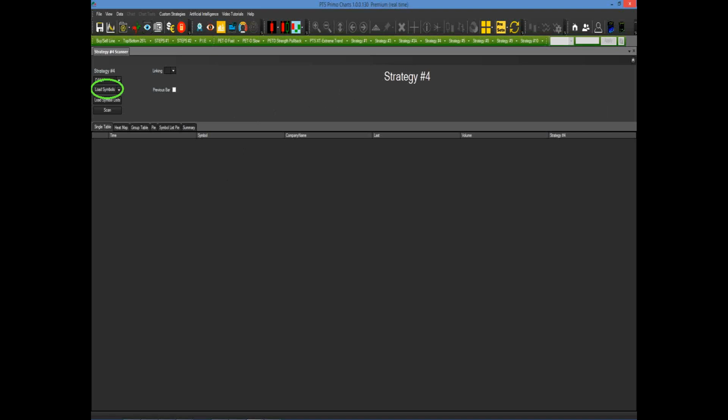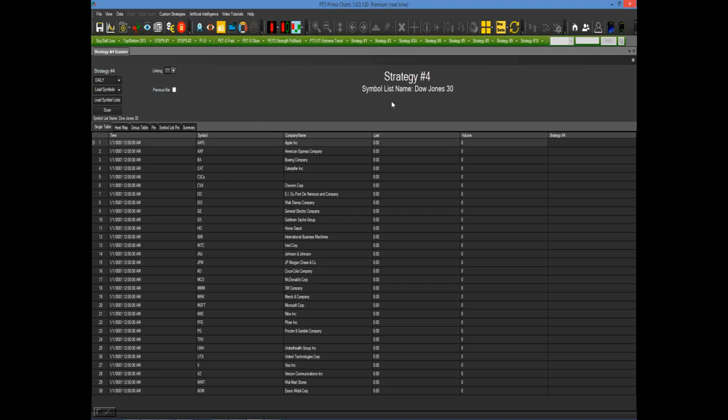The DAX exchange, European markets, Asian markets, Toronto exchange, whatever markets you're interested in trading, it's just one click away. Just to keep things simple, let's click on the Dow 30. And the symbol list comes up here. So you're scanning the Dow 30. Once you have the spreadsheet of all the stocks you're interested in or the market, just click on Scan.